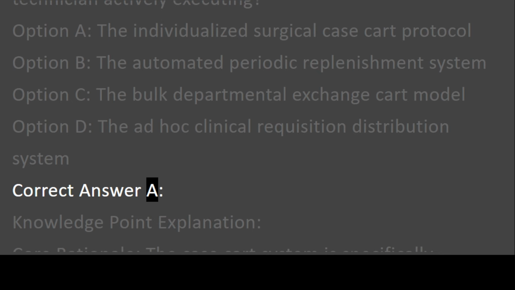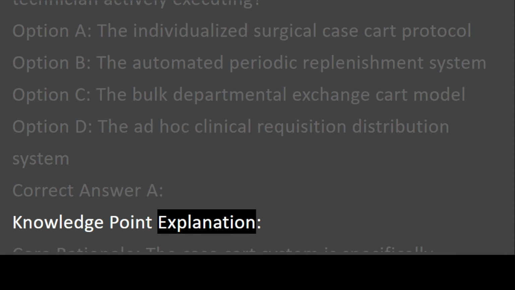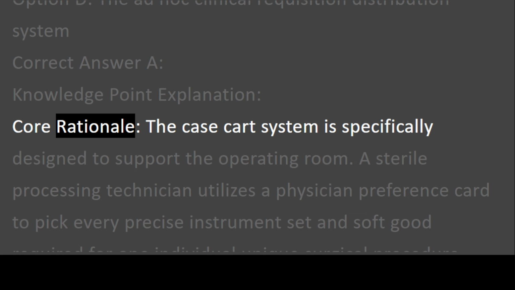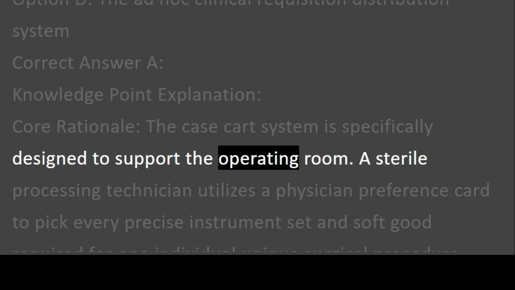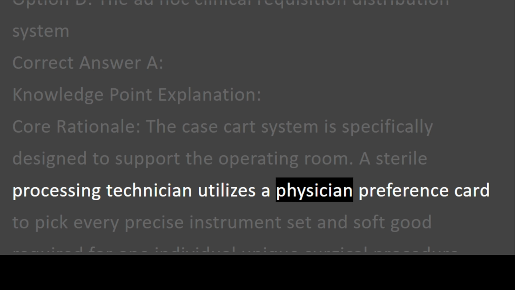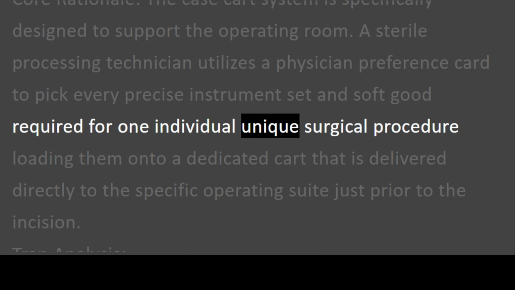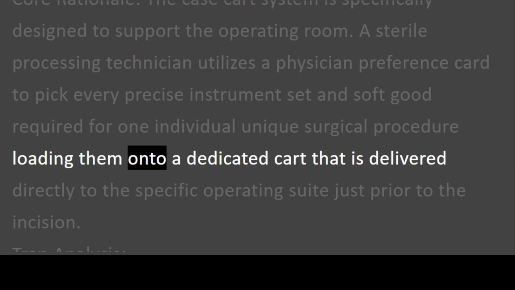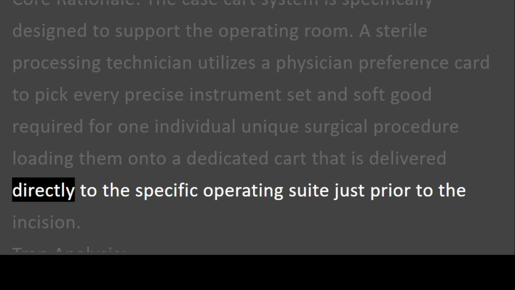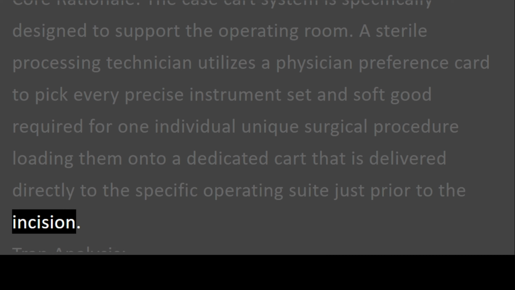Correct answer A. Knowledge point explanation. Core rationale. The case cart system is specifically designed to support the operating room. A sterile processing technician utilizes a physician preference card to pick every precise instrument set and soft good required for one individual unique surgical procedure, loading them onto a dedicated cart that is delivered directly to the specific operating suite just prior to the incision.